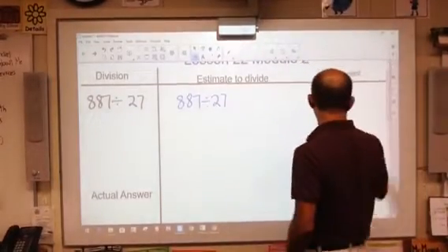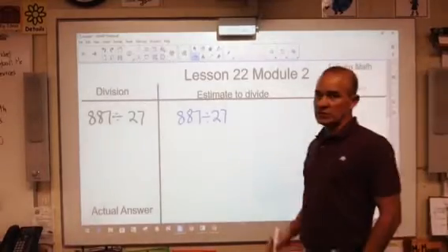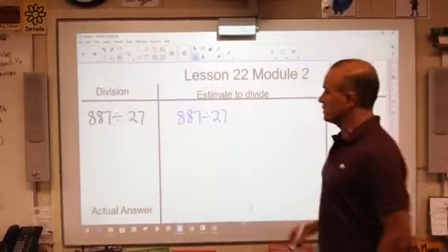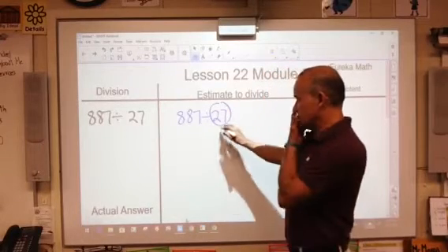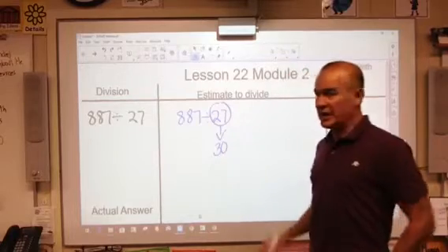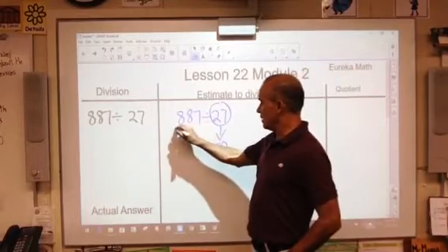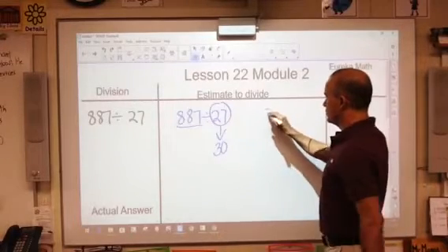Today we are dividing 887 divided by 27. This is lesson 22 of the Eureka program. So, first thing we do is round the divisor to the nearest 10, which is 30. Okay, now this is going to help us round that one. So we're going to make multiples of this number, which will be 30.